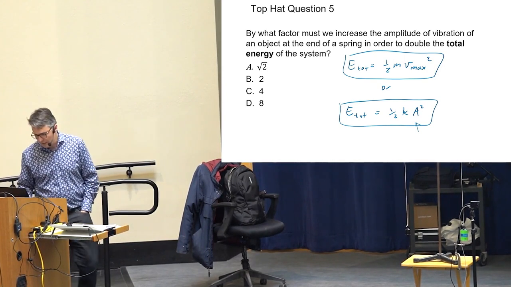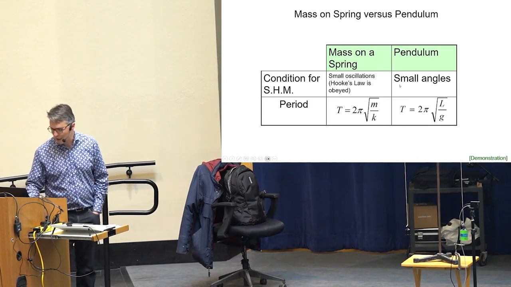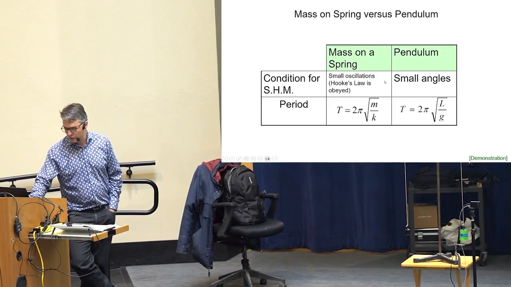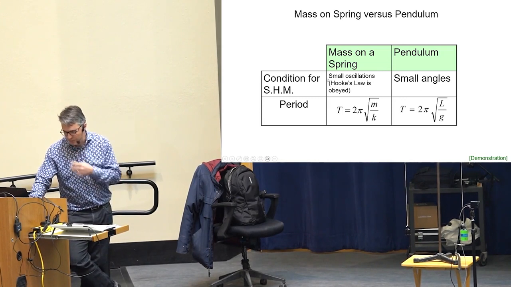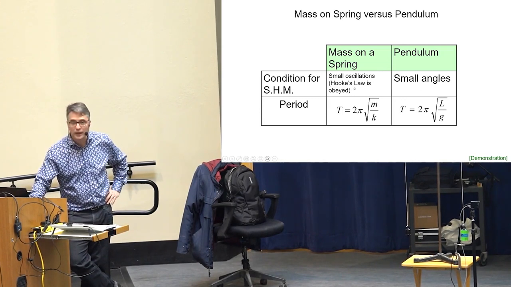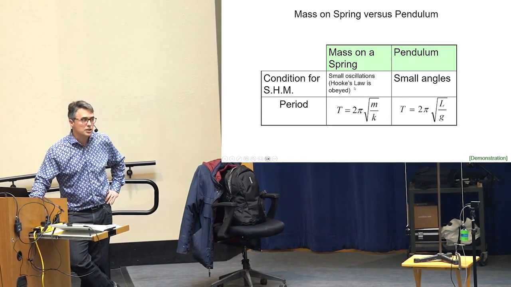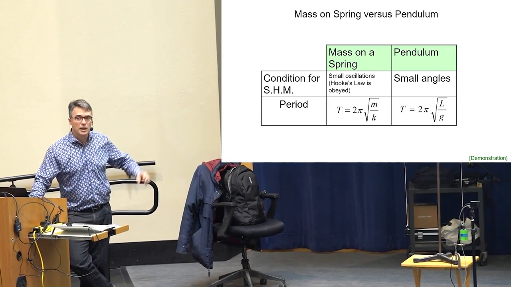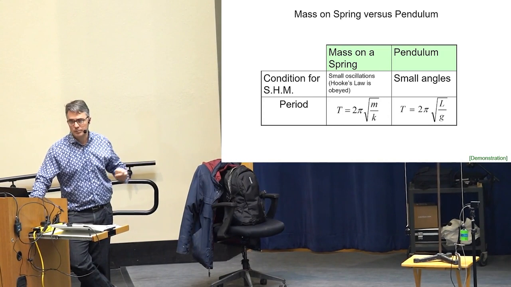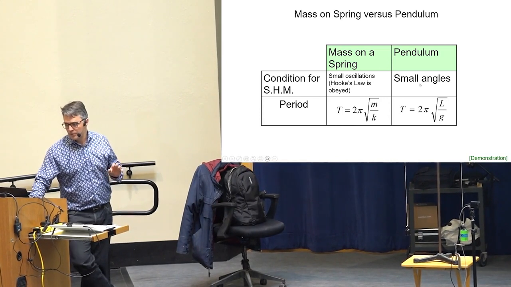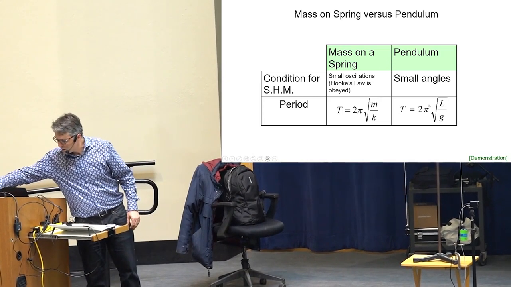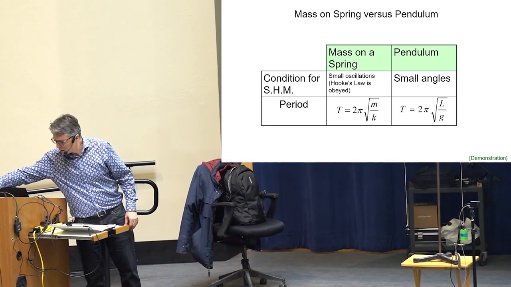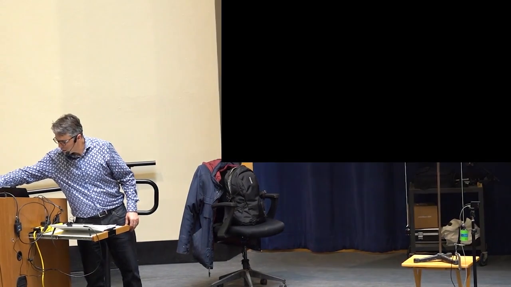But basically, the next thing I wanted to do quickly is talk about pendula, and we're going to go over this table next time. The condition for simple harmonic motion for a mass on a spring is you do have to have small oscillations because Hooke's law has to be obeyed. If you overstretch the spring, you won't have simple harmonic motion. There's also something called a pendulum, and that has a period 2 pi square root of L over g. So just real quick, we'll be done here.